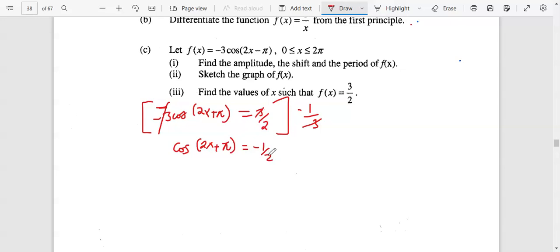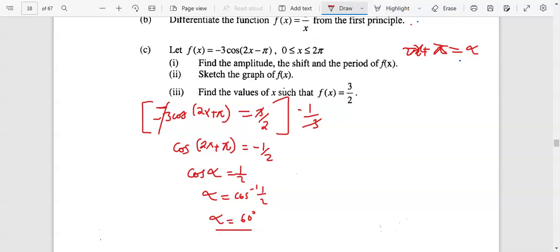But I don't want to deal with negative things, so I'm going to let 2x plus pi be equal to alpha. So this will become cosine of alpha being equal to positive 1 over 2. Meaning that alpha is going to be cosine inverse of 1 over 2, and we know cosine inverse of 1 over 2 is 60 degrees.